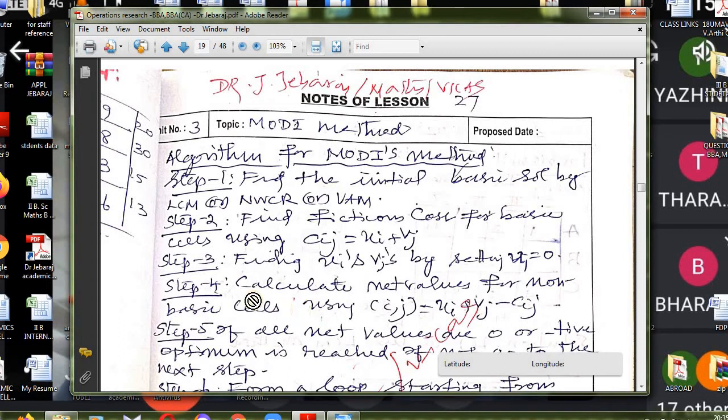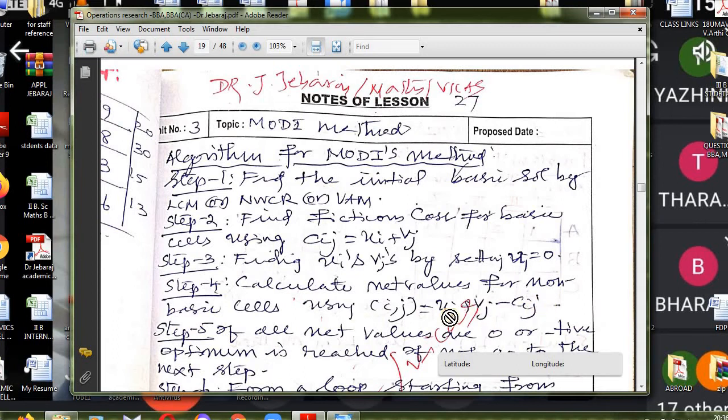What are the non-basic cells? Cells which have not been assigned are called non-basic cells. What is the formula? The formula is Δij, inside the bracket, equals Ui plus Vj minus Cij. So for non-basic cells, we have to find the net values using the formula Δij equals Ui plus Vj minus Cij. These are called net values for non-basic cells.